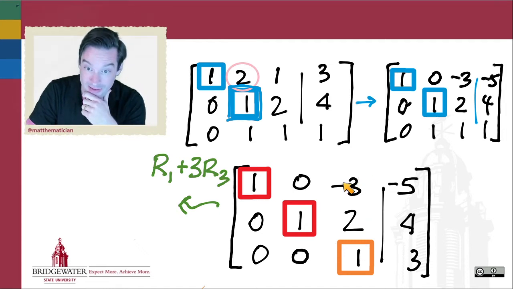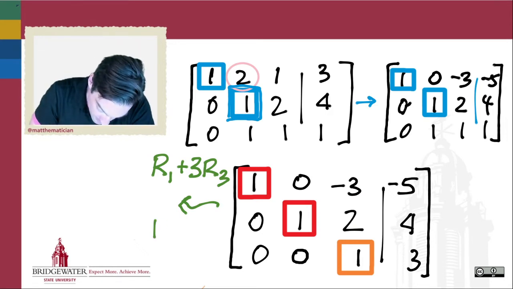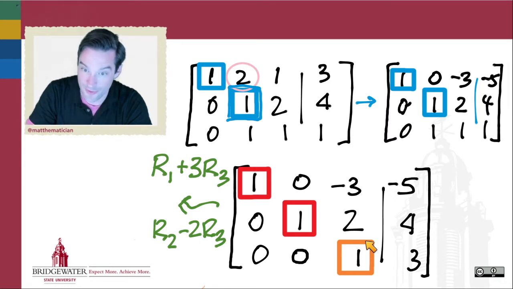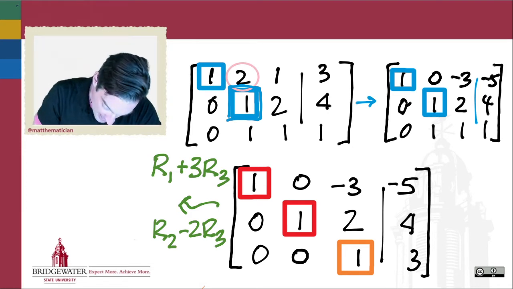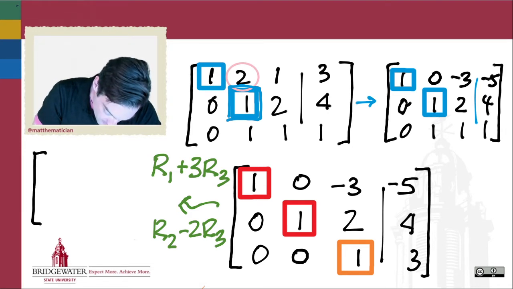Right? That's going to turn this into a 0. And to get rid of this 2, I will subtract twice my third row from my second row. And so this 1 is going to multiply by -2 and add into this 2 to 0 that out. And at the end of that process, my 3 pivots are still standing.